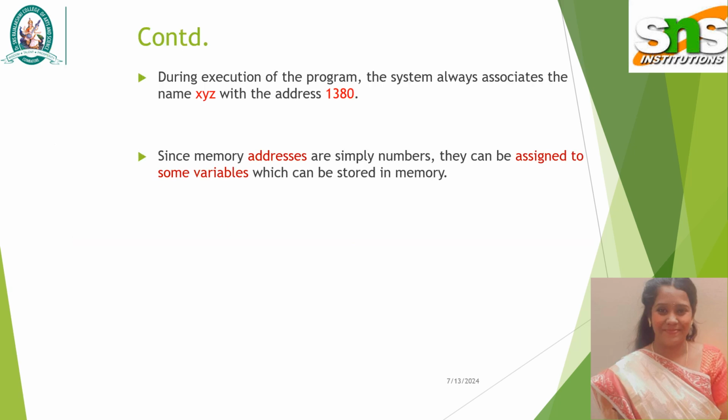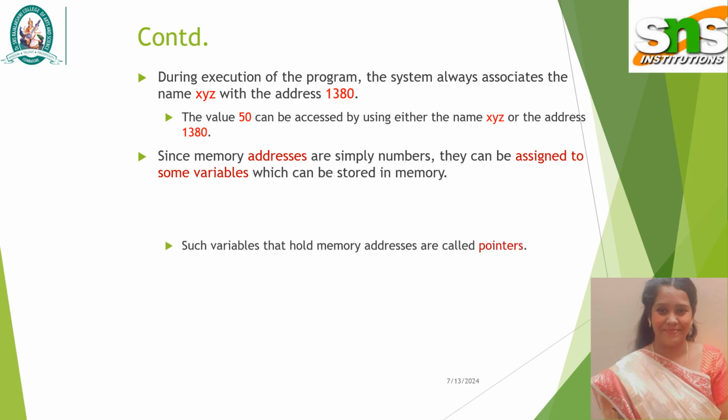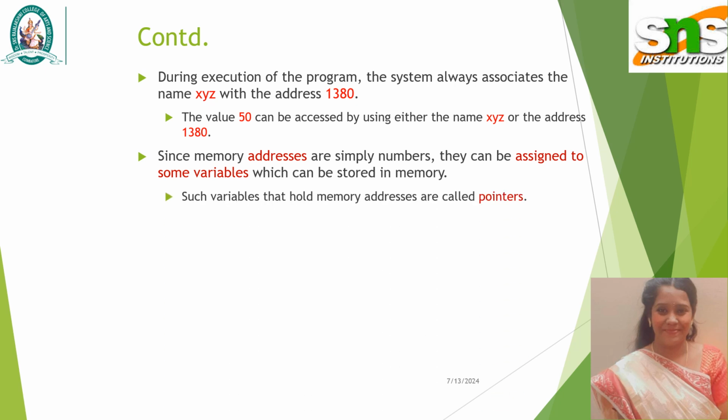During the execution of the program, the memory address may also change. The pointer will also update the memory location when the location is updated. Since a memory address is simply a number, it can be assigned to some variables in the memory. So the value 50 can be accessed either with the variable xyz or with the memory address 1380, since the address will be the same. Such variables are called pointer variables.